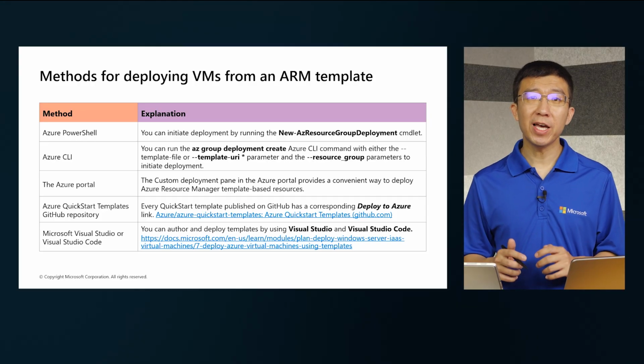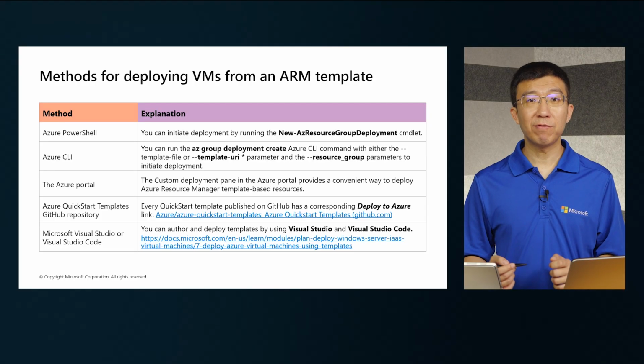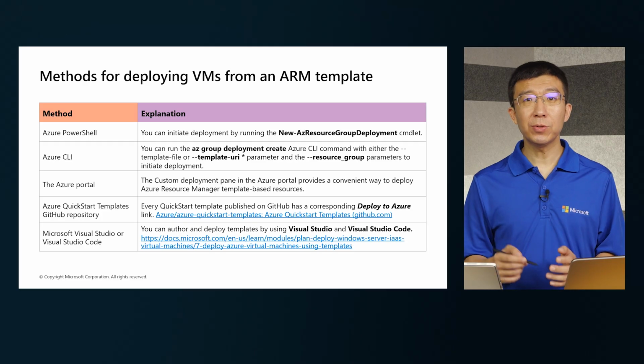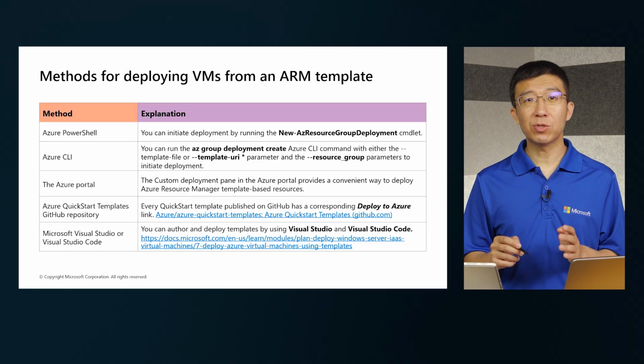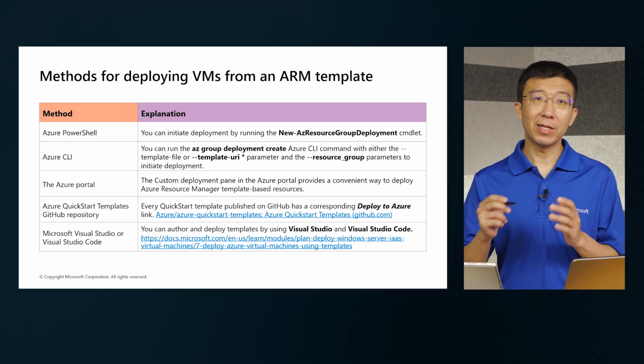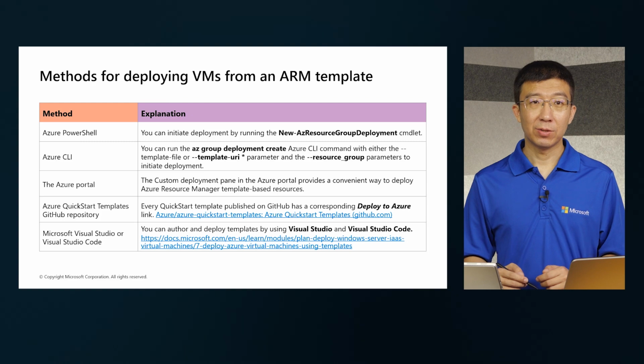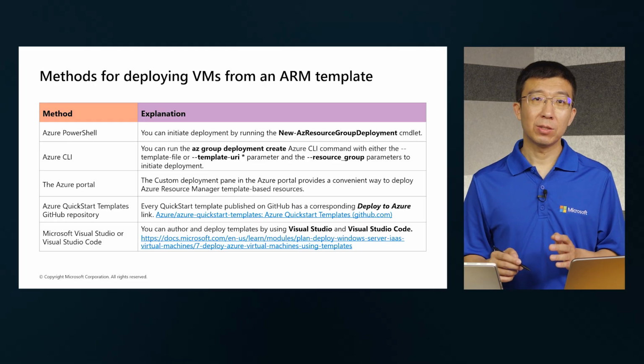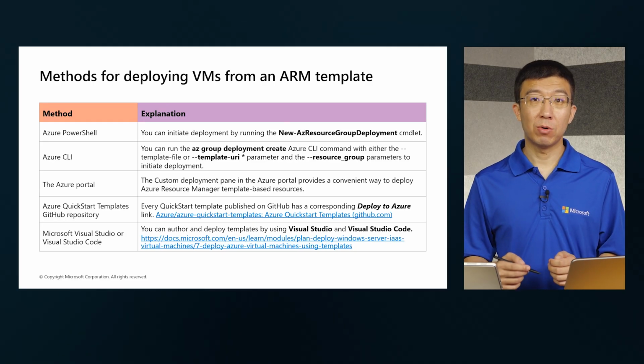You can deploy VMs from ARM templates using several methods. You can use Azure PowerShell. You use the New-AzResourceGroupDeployment cmdlet. You can also use Azure CLI. Use az group deployment create with template files or URIs.